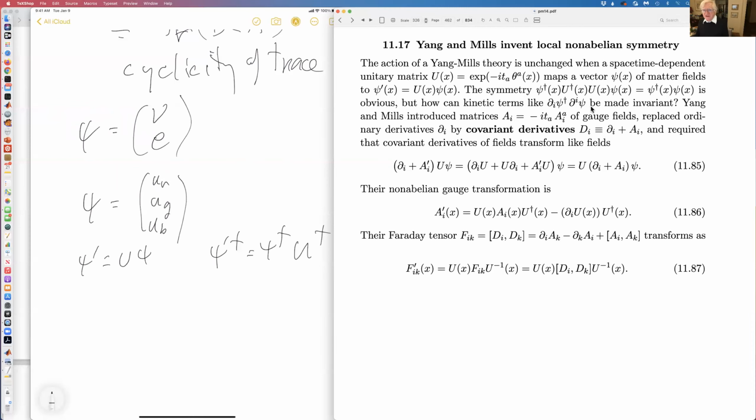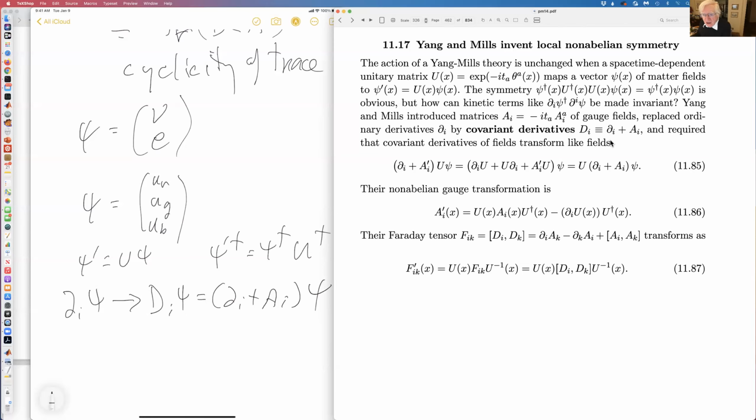What wasn't clear was how you would get kinetic terms in the action to become invariant. What Yang and Mills did was they introduced matrices of gauge fields and replaced ordinary derivatives by covariant derivatives. So wherever they saw an ordinary derivative on psi, they changed d_i psi to D_i psi, which is (d_i plus A_i) psi.